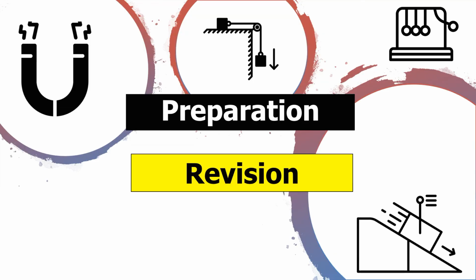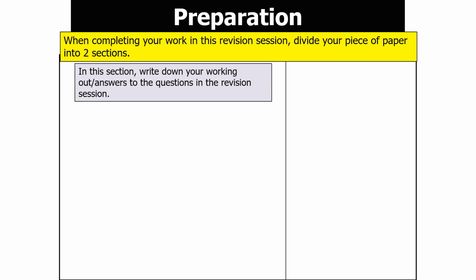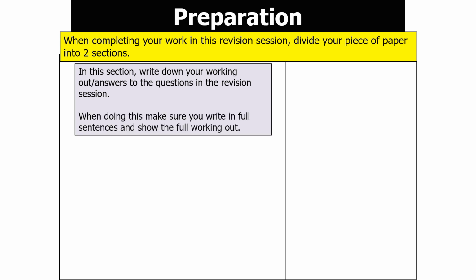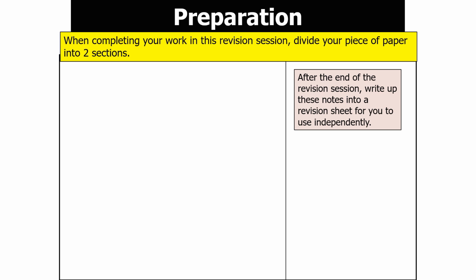So how should you prepare for this revision session? When you're completing your work in this revision session, divide your piece of paper into two sections. Make the section on the left hand side larger than the right hand side, and in this left hand side section write down your working out and answers to the questions in the revision session. When you're doing this, make sure you write your answers in full sentences and show your full working out. Whilst on the right hand side, write down any bits of information which you find useful or any hints and tips on answering questions from this revision session. After the end of the revision session, write up these notes into a revision sheet for you to use independently.